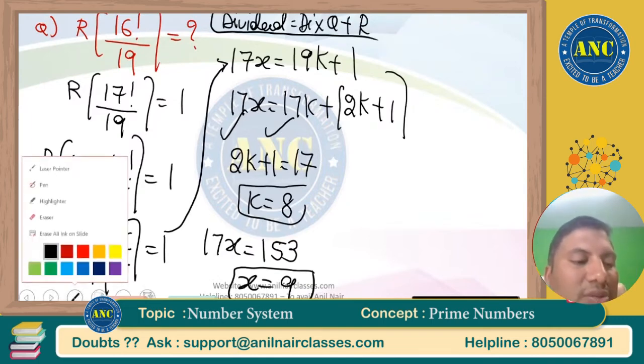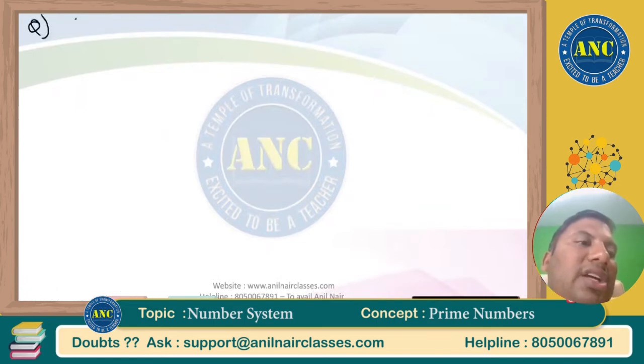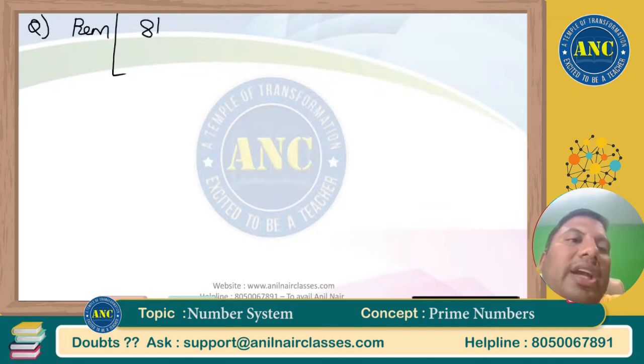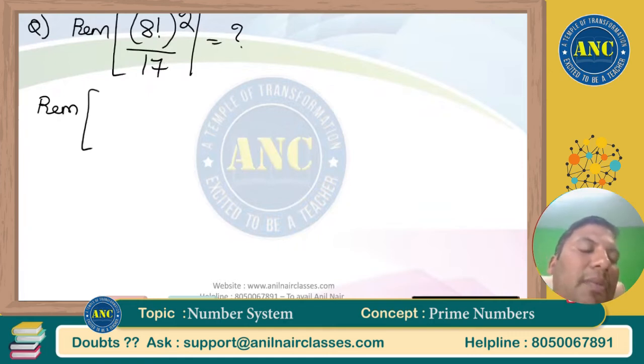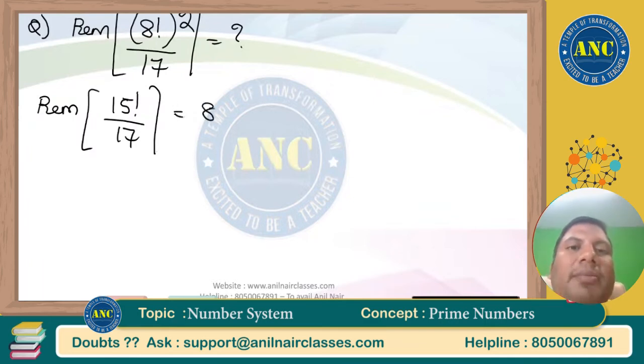Two more questions in this model we will discuss, so that you will understand the mistake that is present in most of the textbooks. 8 factorial whole square divided by 17. See here, remainder 1. 15 factorial divided by 17. These are nothing but 17 minus 1 by 2, 16 by 2, it is 8.